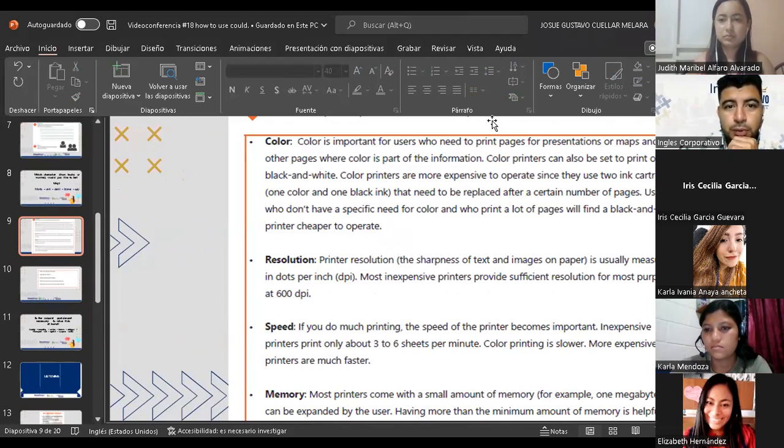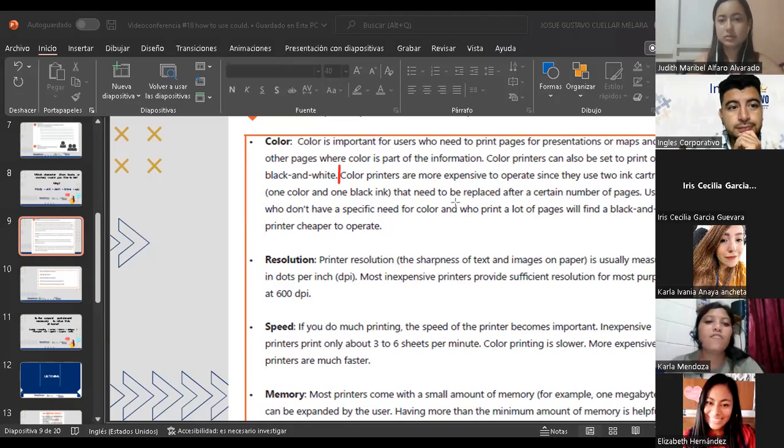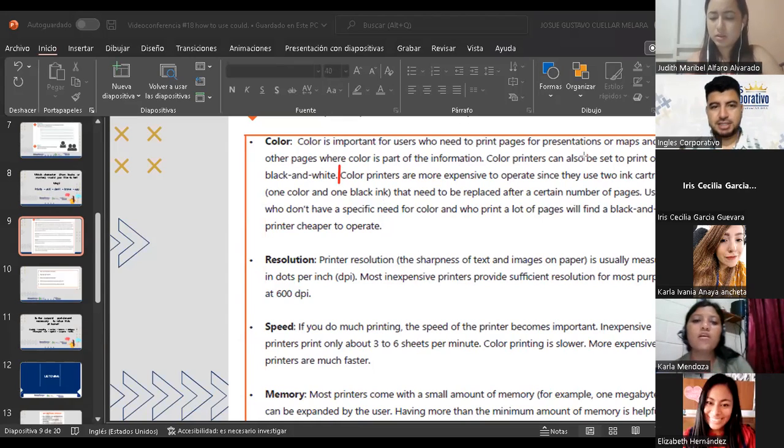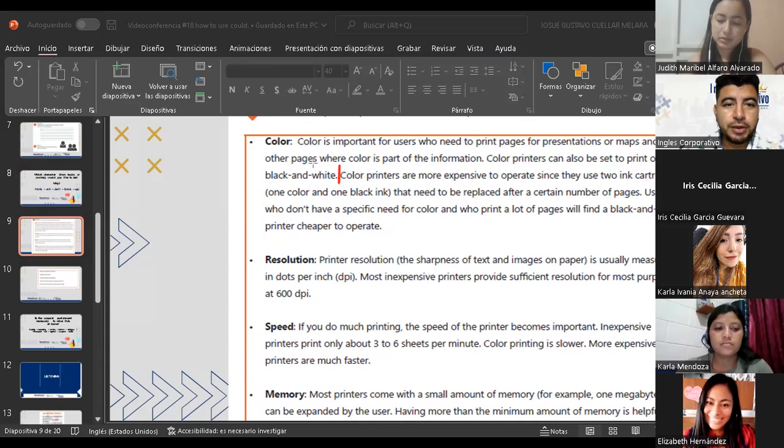Okay. In this case, we start with Carly. Okay, Carly, let me show you. You start with color, and you finish until here. Right. Okay. Color is important for users who need to print pages for presentations or maps and other pages where color is part of the information. Color printers can also be set to print only in black and white. Thank you.